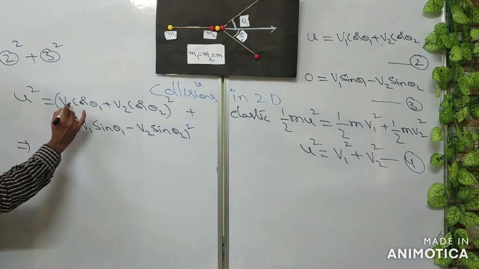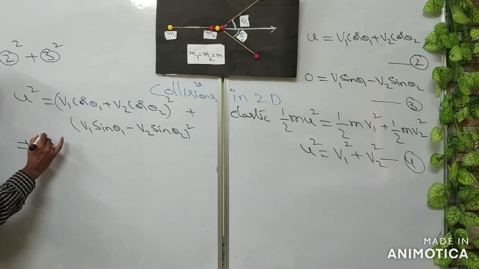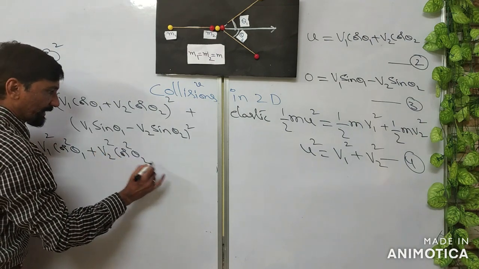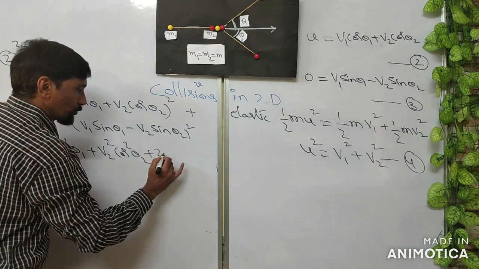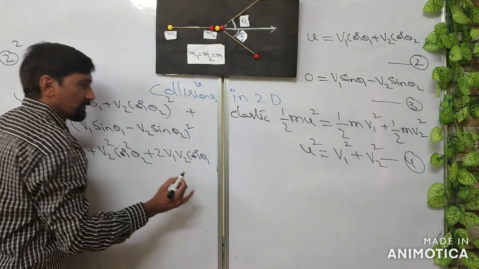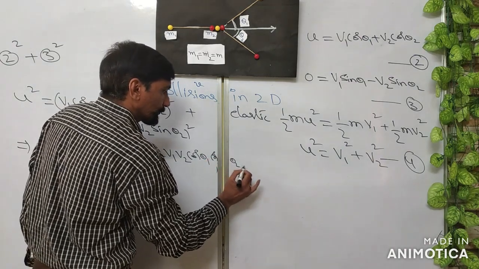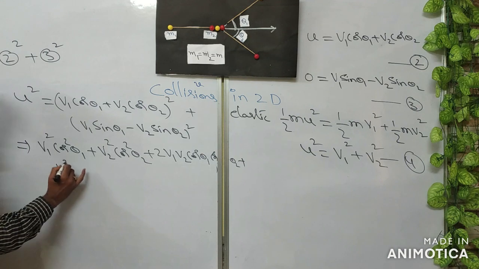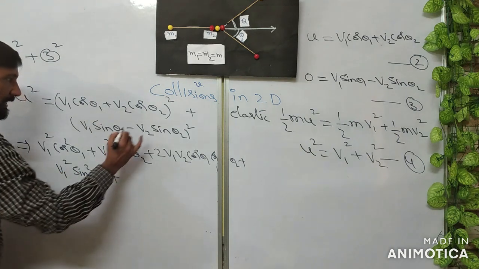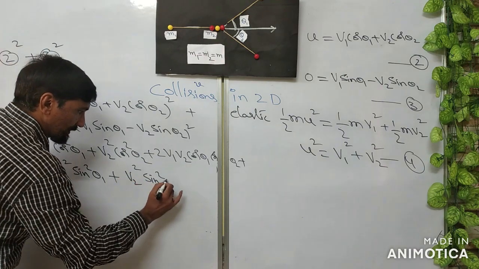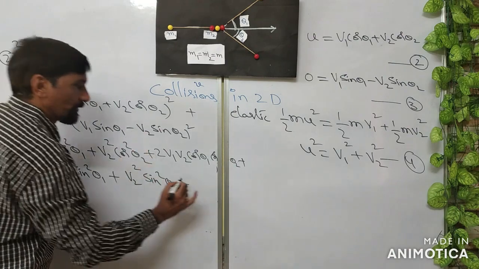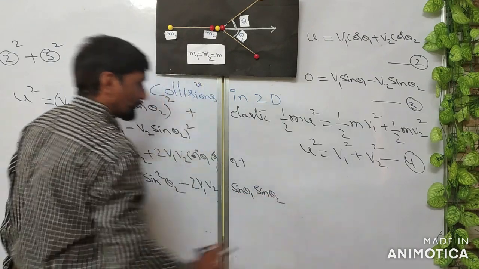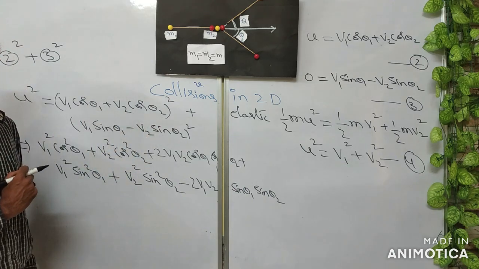When you further simplify, it is in the form of a plus b whole square, so you will get v1 square cos square theta 1 plus v2 square cos square theta 2, plus 2ab, which means 2 v1 v2 cos theta 1 cos theta 2, plus the next one, v1 square sin square theta 1 plus v2 square sin square theta 2, minus 2ab, so 2 v1 v2 sin theta 1 sin theta 2, using the a minus b whole square formula.